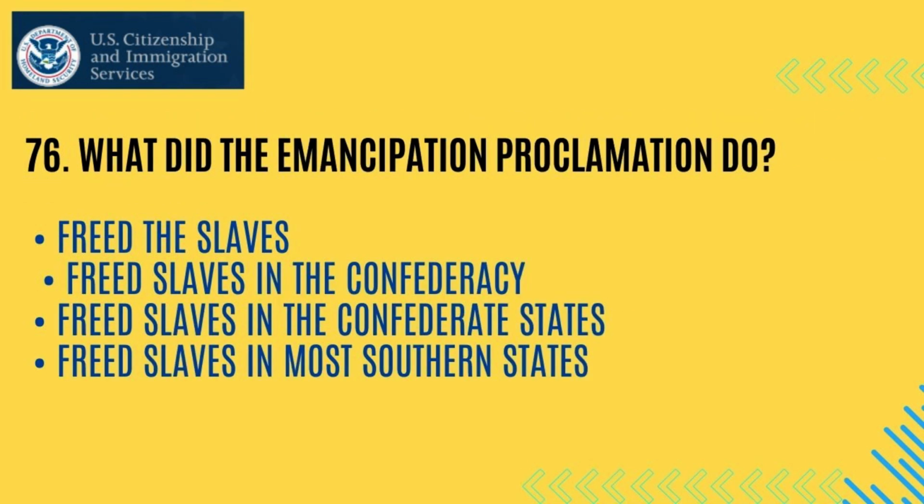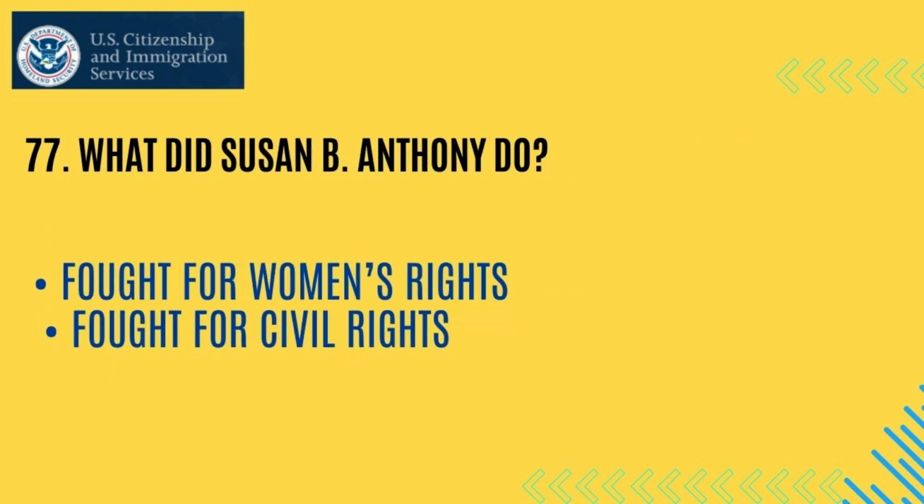76. What did the Emancipation Proclamation do? Freed the slaves. Freed slaves in the Confederacy. Freed slaves in the Confederate States. Freed slaves in most Southern states. 77. What did Susan B. Anthony do? Fought for women's rights. Fought for civil rights.